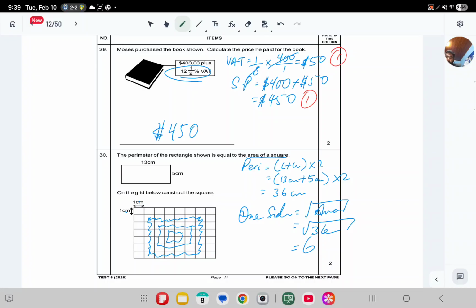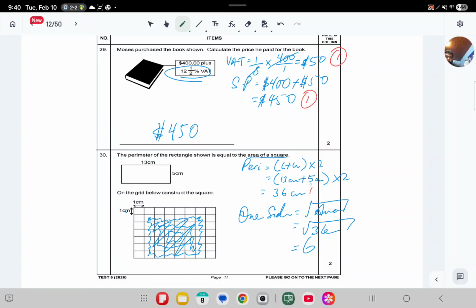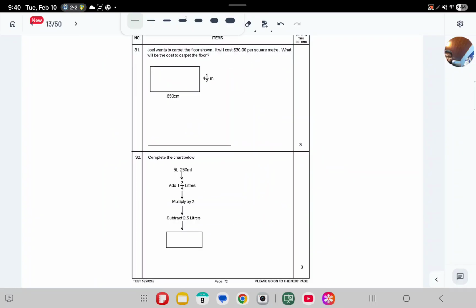Alright, so 6 by 6, right? One mark for finding the perimeter, 1 mark for constructing. Number 31.